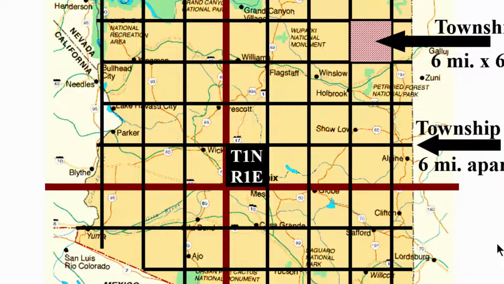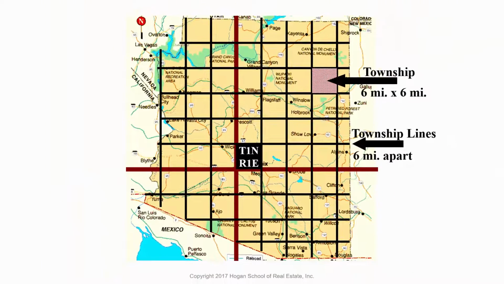So that township can be uniquely identified as Township 1 North, Range 1 East of the Gila and Salt River Basin Meridian, Arizona. In order to identify each of these townships, we indicate how far north or south of the baseline each of the townships are. That's the T or township designation, and they lie either north or south of the baseline. Then we indicate which range they're in by indicating how many ranges east, or how many ranges west of the meridian that parcel happens to be.